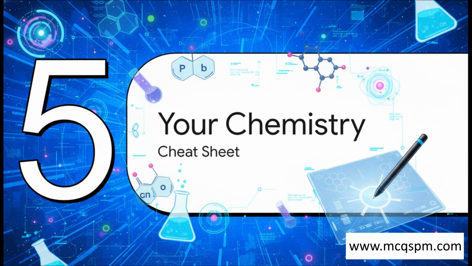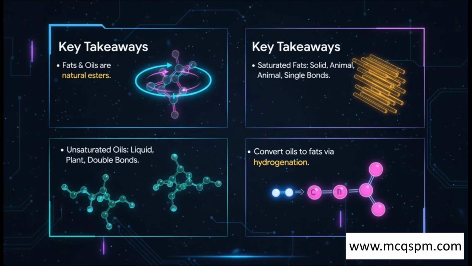Okay, let's wrap this up with your official chemistry cheat sheet. If you're going to memorize anything from this, make it what's on this next slide. These are the absolute must-know facts for your exam. This is it. These are the 4 points you absolutely have to know. 1. Fats and oils are natural esters. 2. Saturated fats are solid from animals and have single bonds. 3. Unsaturated oils are liquid from plants and have double bonds. And 4. You can convert oils to fats through hydrogenation. Get these 4 points locked in your brain, and you've basically mastered this topic.